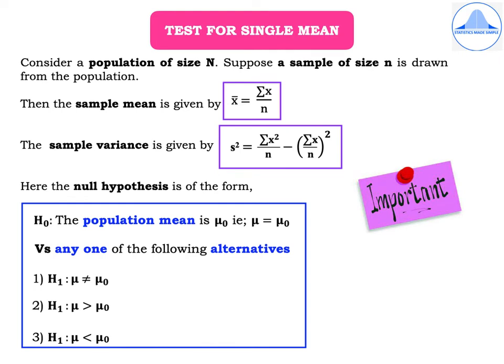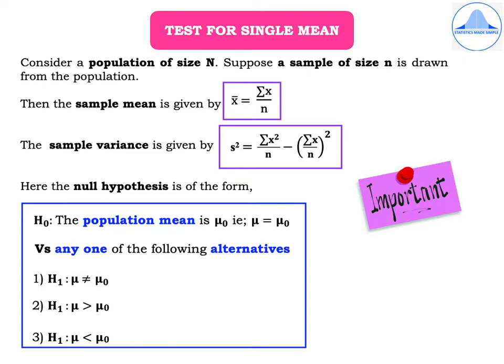I will now explain the test procedure for test for single mean. Now, along with the problems, the procedure itself can be asked as a 5-marker. Please understand the notations and the terminology. That is very important.